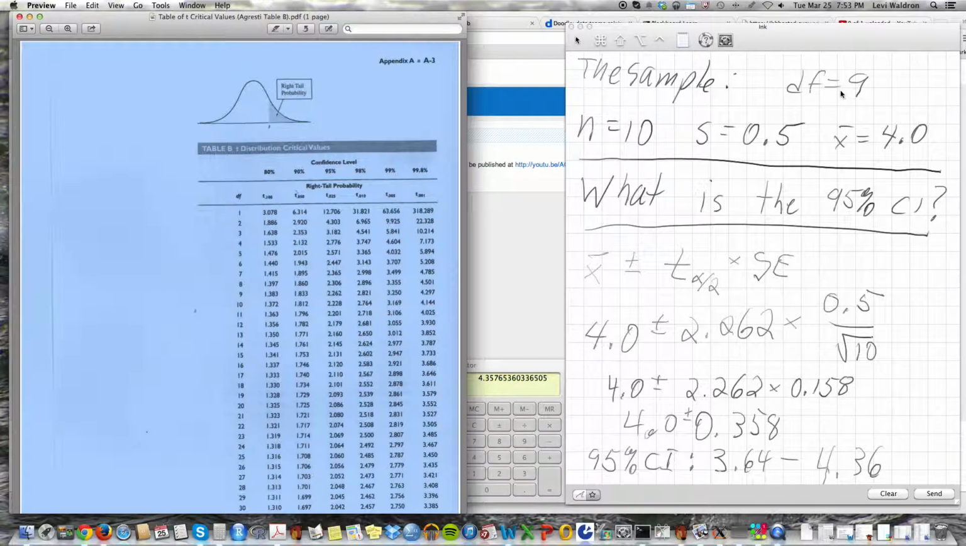Note, if we wanted a 99% confidence interval, we would have used this column instead. So we would have used 3.25 instead of 2.262. And that's all.